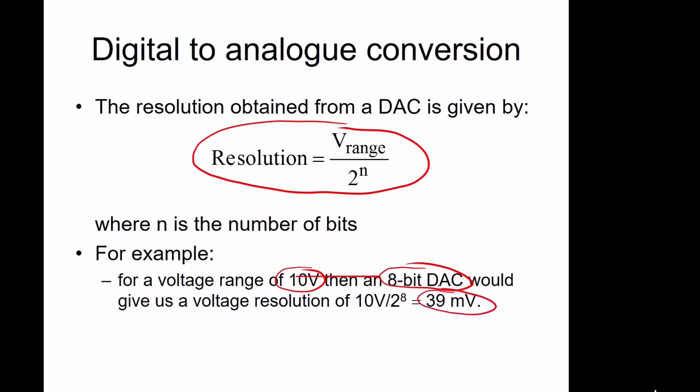So we kind of get a continuous output signal from this process. In this case, our output is limited to steps of 39 millivolts.